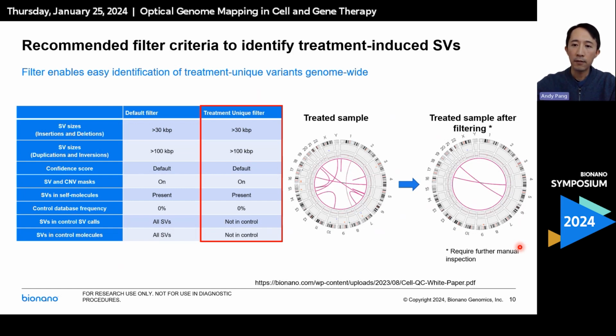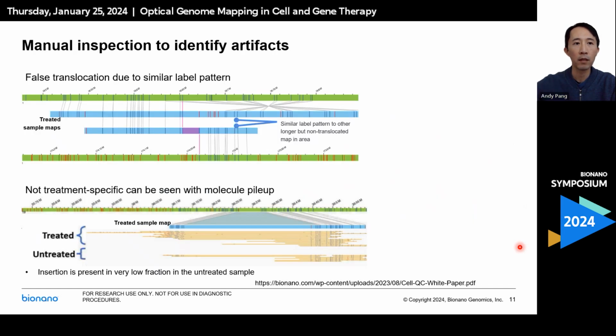Optical genome mapping is a very robust workflow. It has very low false positives. However, since we are potentially looking for something that's very rare, it is crucial to do these manual inspections. In the next few slides here, I'll be talking about what to look for during these inspection steps.